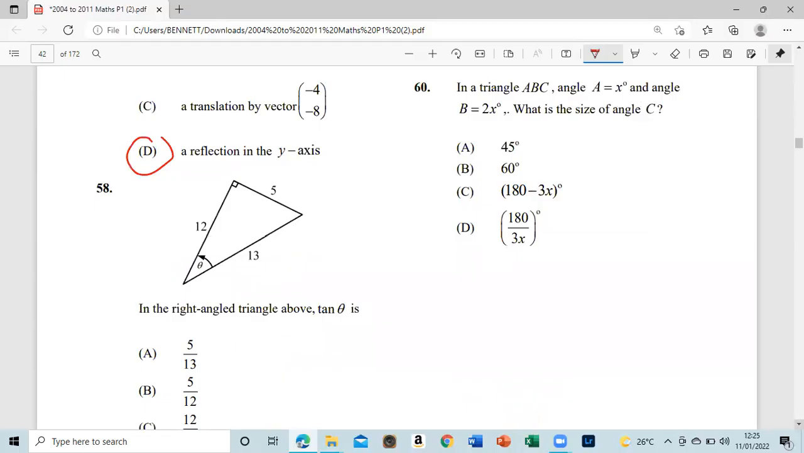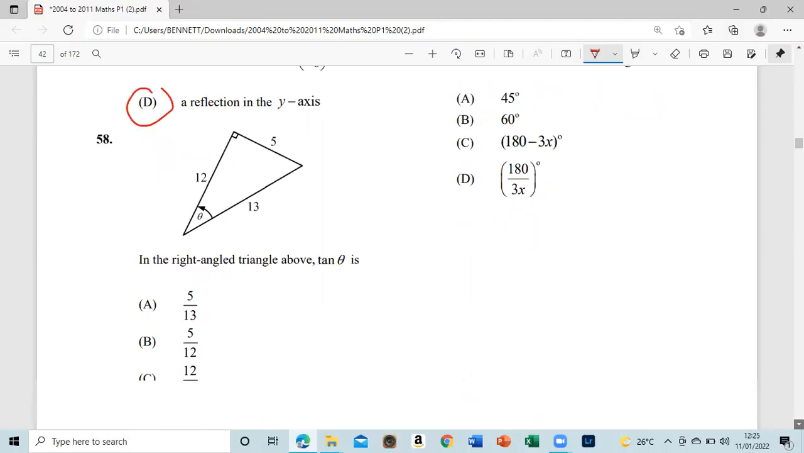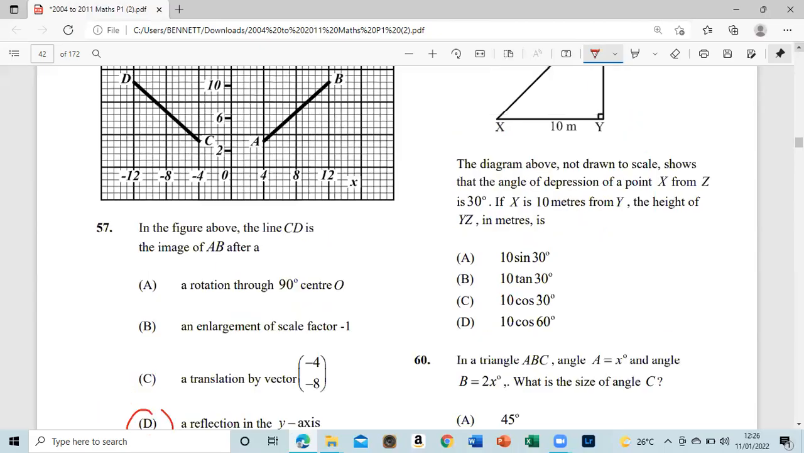In the right angle triangle above, tan theta is equal to... we're looking from this angle, so this would be our opposite. This is our hypotenuse, the longest side, and this is our adjacent. Now tan is opposite upon adjacent, so it's 5 upon 12. And then on to 59, and then on to 60, and we are finished.